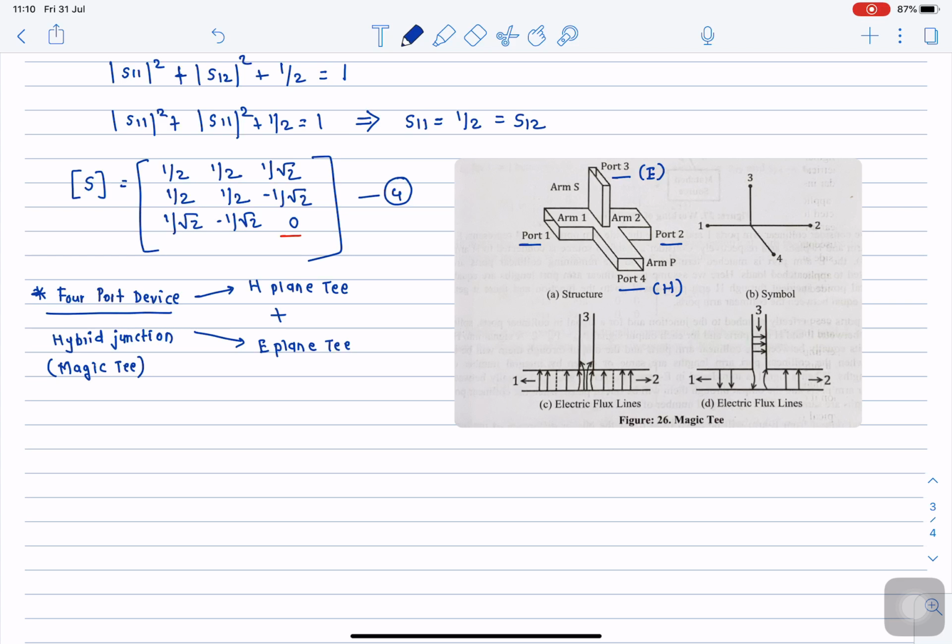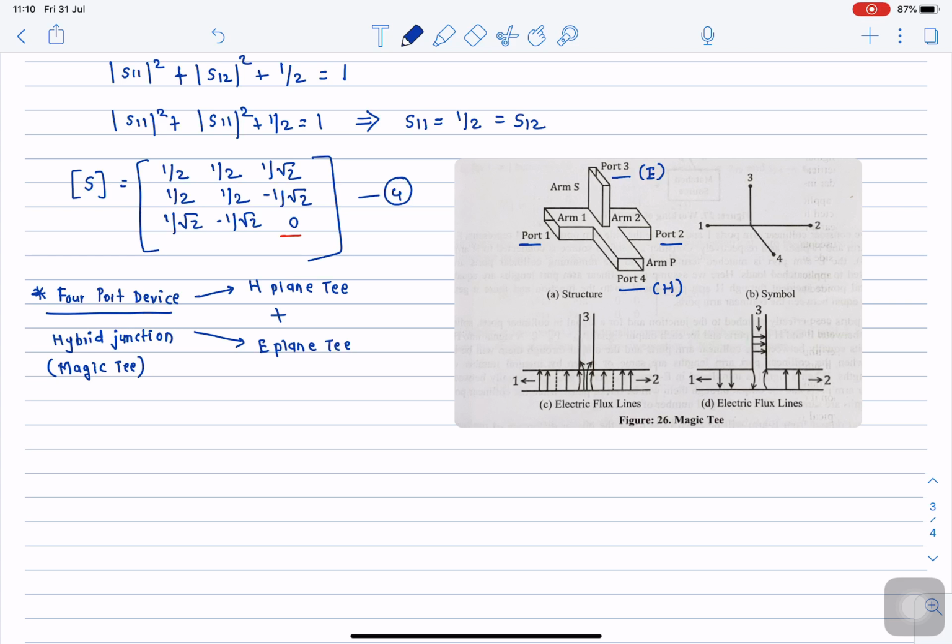How is it symbolically represented? It is symbolically represented as shown in figure B. The electric field lines are shown for the magic T. So this particular 4-port combination is constructed by combining the E plane T with the H plane T, and this hybrid junction, which consists of 4 ports, we normally call a magic T junction.